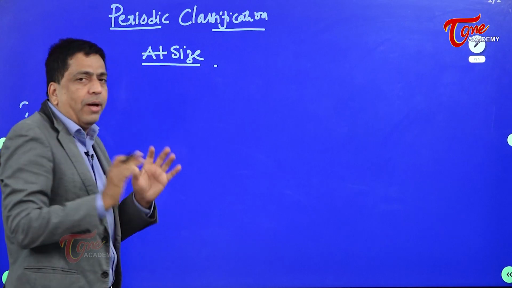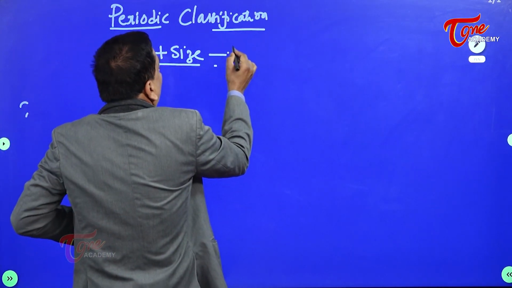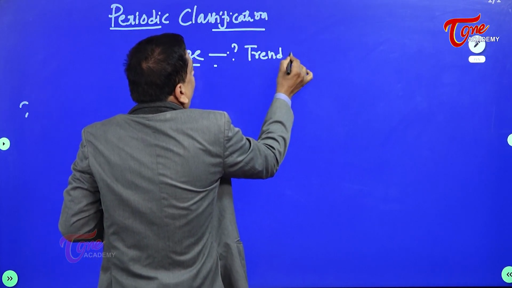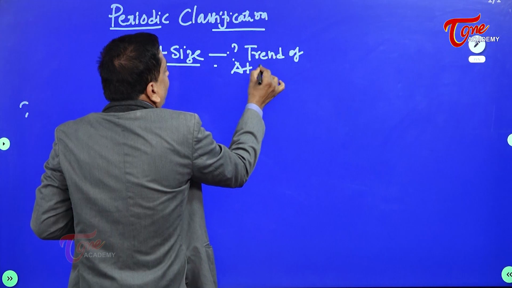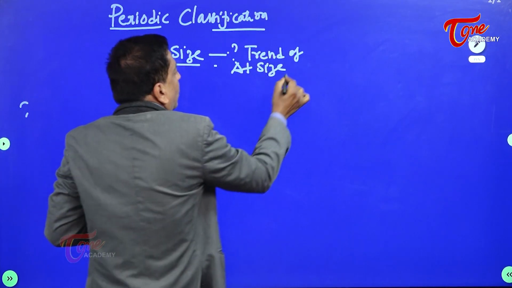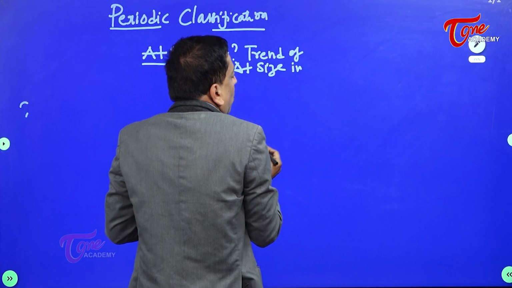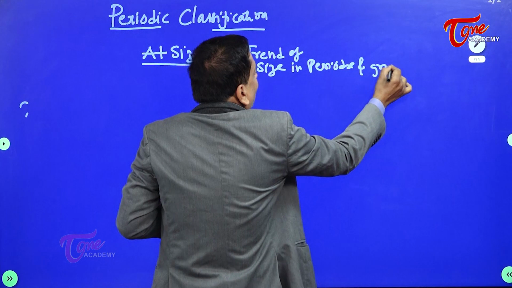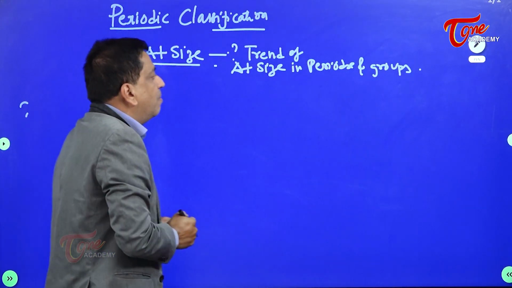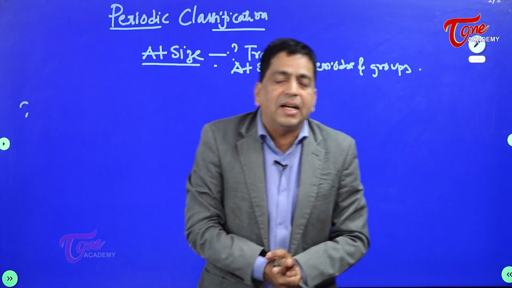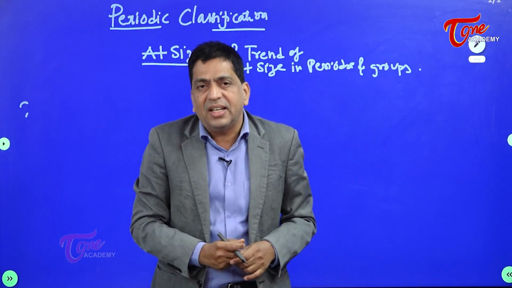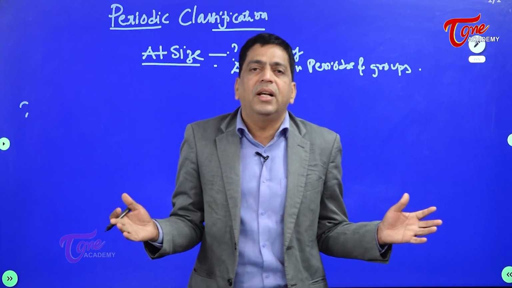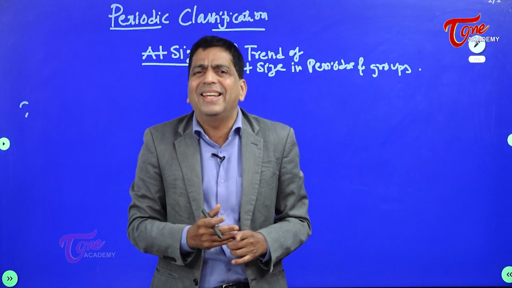Now what is the trend? The trend of atomic size in periods and groups. Why did I choose atomic size in the first place? Atomic size forms the fundamental thing. If you ask me what is the difference between all the 130 elements in the periodic table, I would simply say it is size.